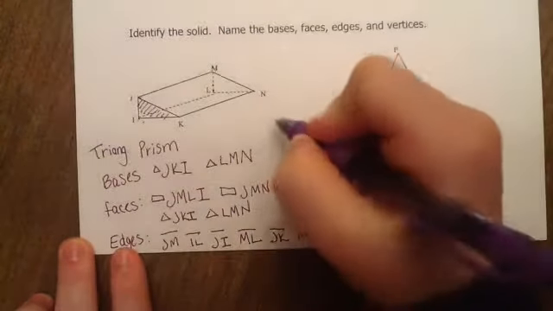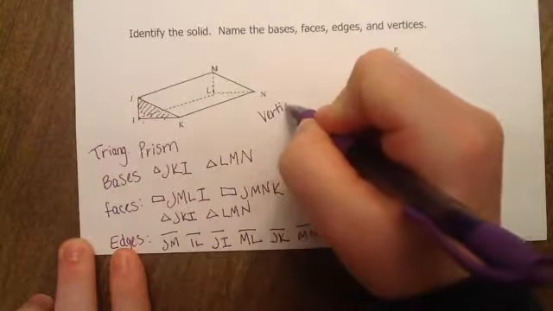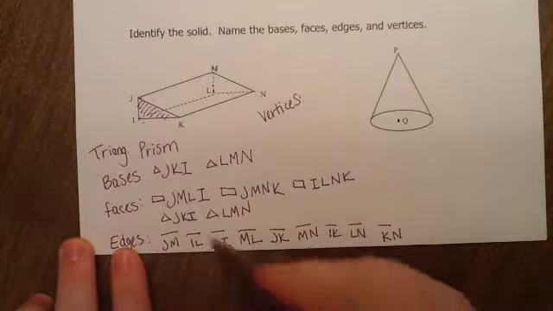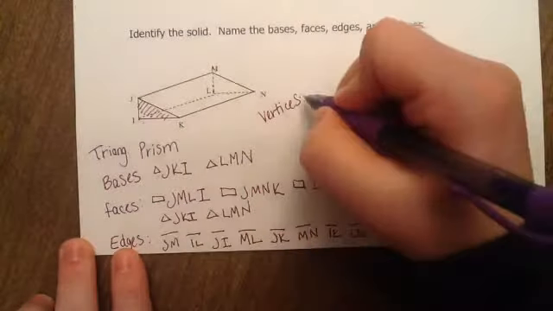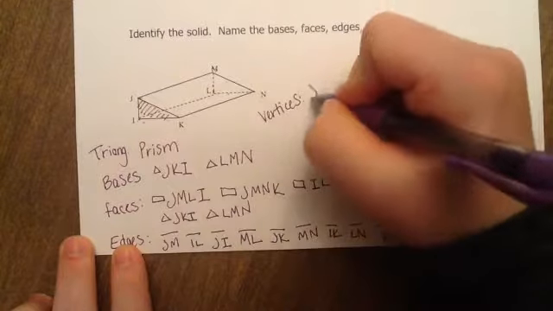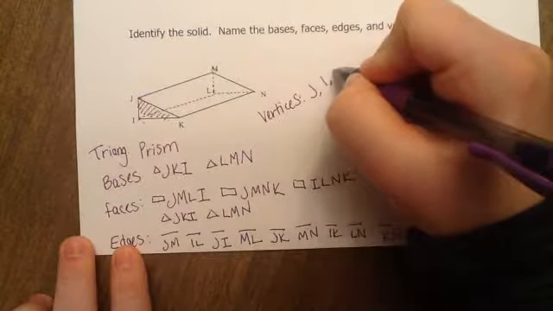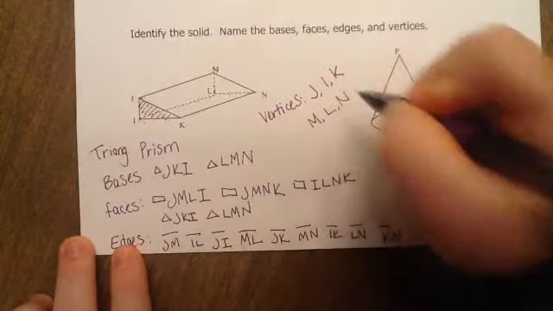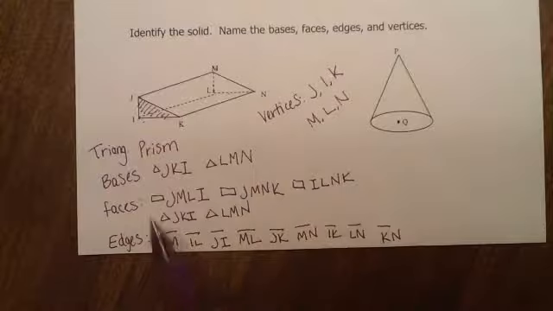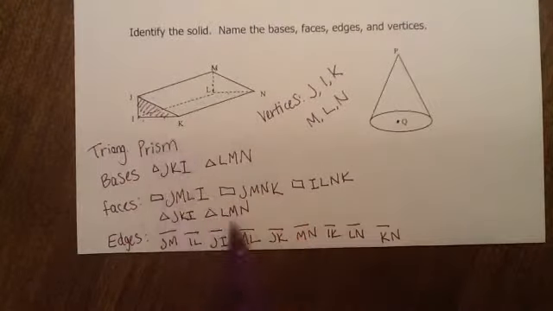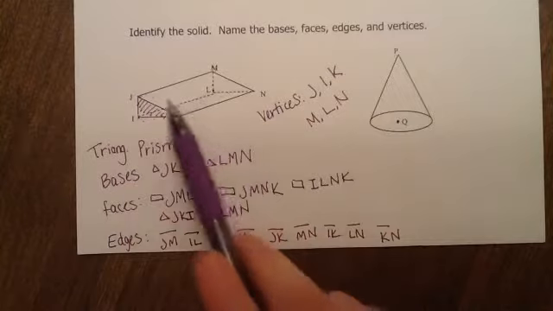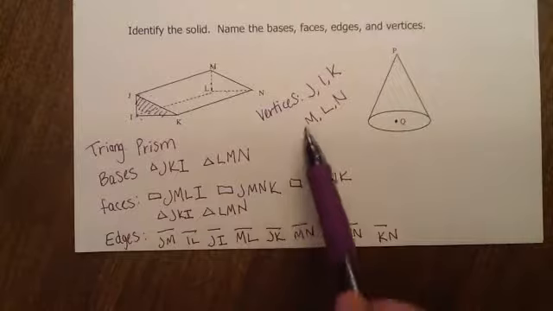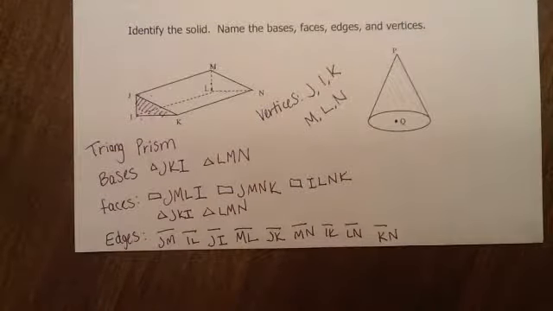Lastly are the vertices, and I ran out of room, so I will put them up here. What are vertices? Those points. So I need to name all of those letters for the points. Start here. J, I, K. And what next? M, L, N. So bases is that front and back that gives it the name. Faces include those and the rest of the sides. Edges are those segments. Vertices are the points. Nice job.